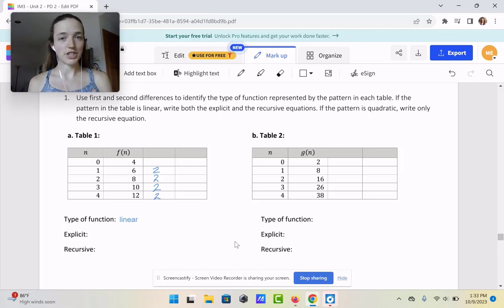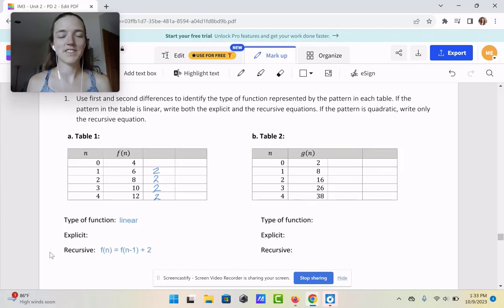Now we can write the equation for this function using an explicit equation or a recursive equation. Let's start with the recursive equation because I think it's a little bit easier. And I'm just going to save us the hassle and type it. So our recursive function is f of n equals f of n minus 1 plus 2. The f of n minus 1 basically means the previous term.